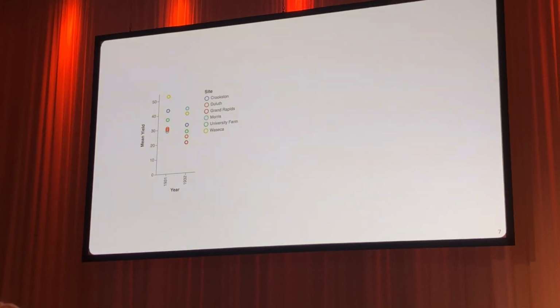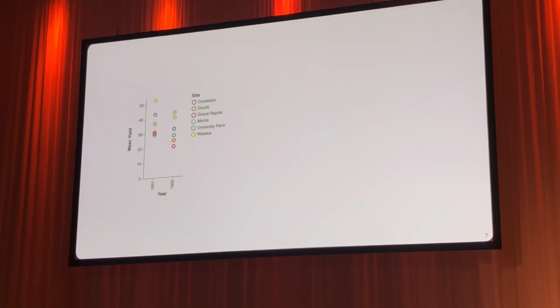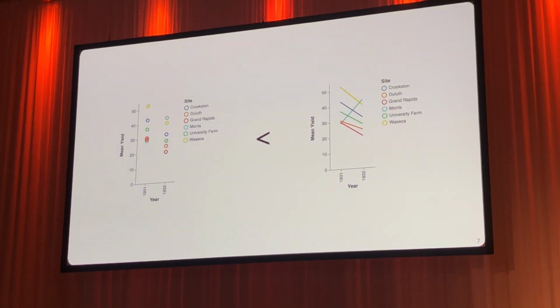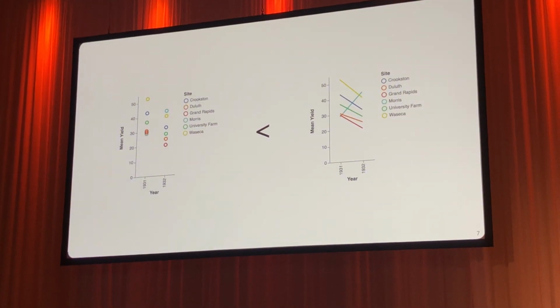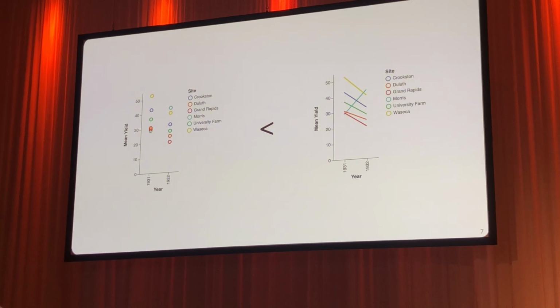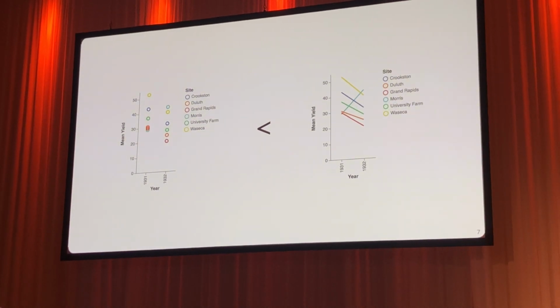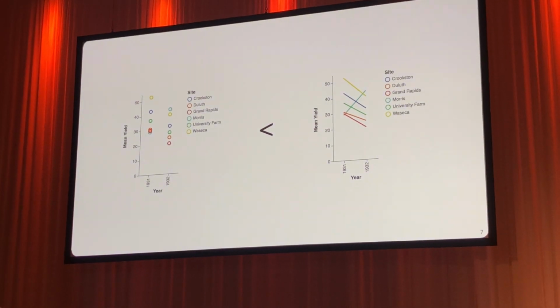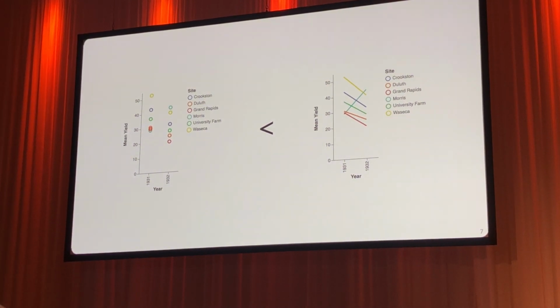For instance, in this data set here, we can only see that for the Mars site, we swapped the years when we visualize it as a line. In the left chart, you have to decode the data, whereas in the right chart, your fast object recognition system can kick in, and you can immediately see what's wrong with the data.